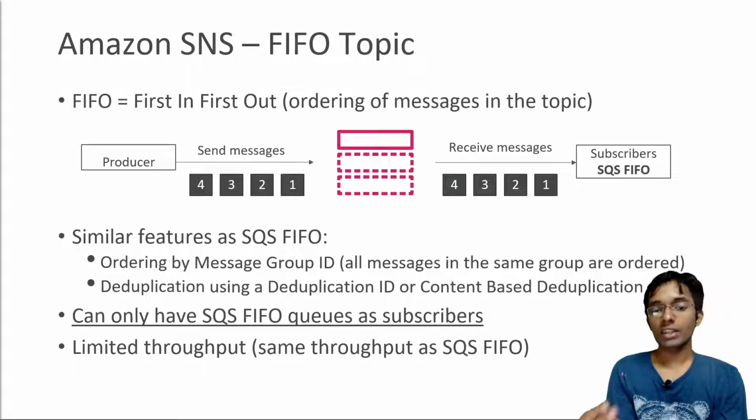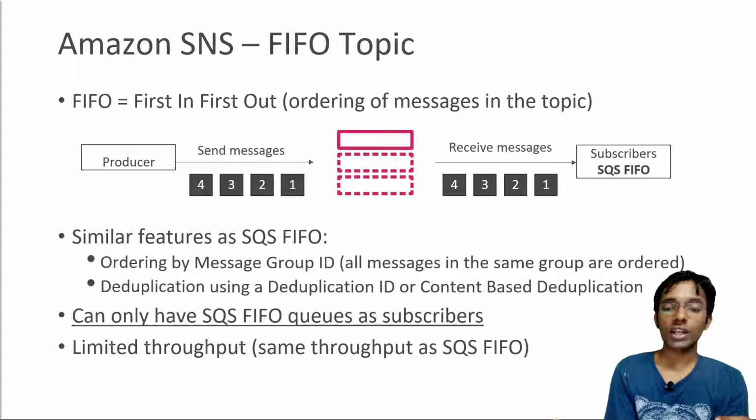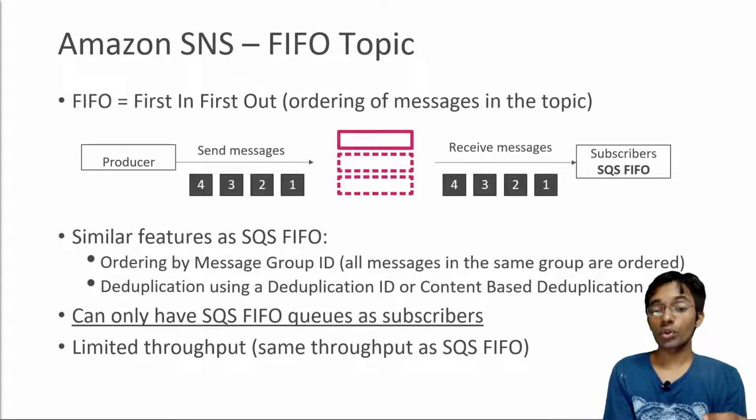1, 2, 3, 4, and the subscriber can only be an SQS FIFO queue for now, which is receiving the messages 1, 2, then 3, then 4 in order. So the idea is that with SNS FIFO, we get the same features as SQS FIFO. We get ordering with message group ID, we get deduplication using a deduplication ID or content-based deduplication, and we can have SQS FIFO queues as subscribers of the FIFO SNS topic.